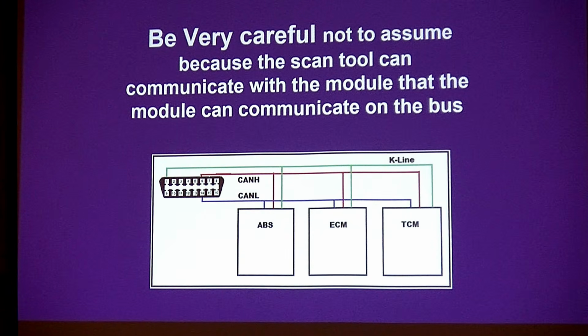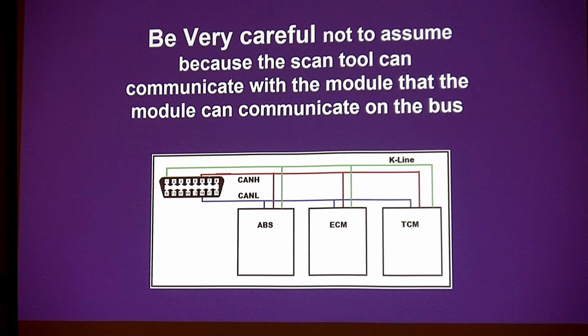I can talk to that module on a K line. It depends on how your scan tool positions itself to go in to talk to it. So you'll go in and you'll see that you can talk to the module and you'll think he's okay, he's communicating. You're wrong. Your scan tool automatically picked another wire to go in and talk to it. You're not on the bus, you're on some other scan tool line. And this can happen on all kinds of stuff. I want you to be aware of it.